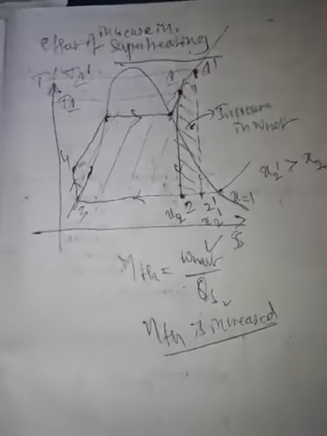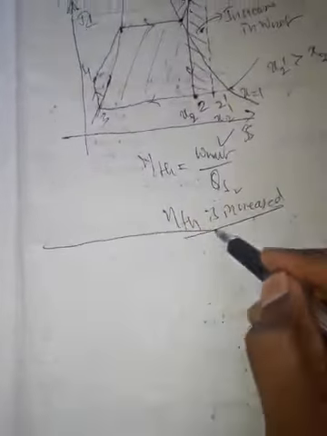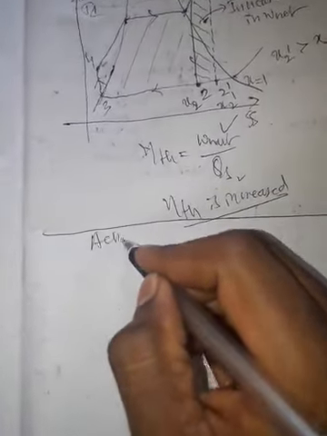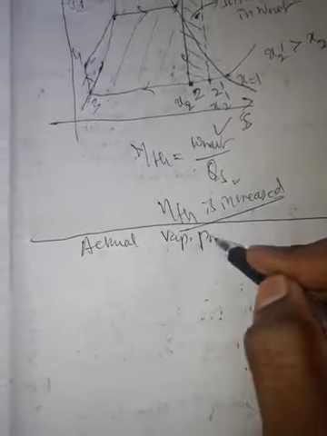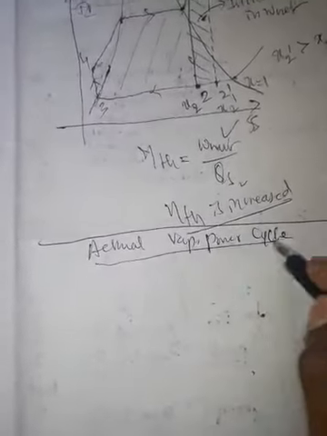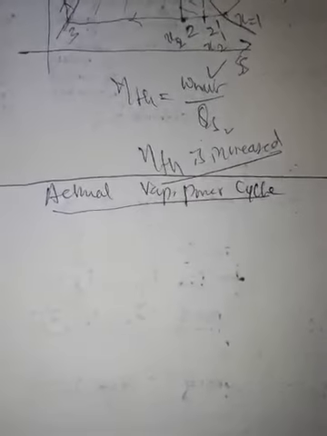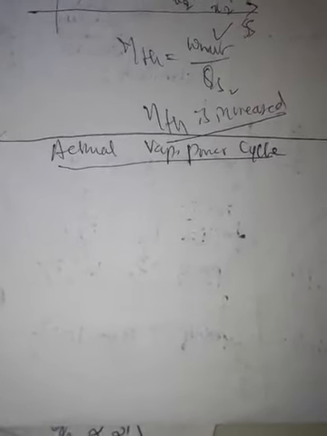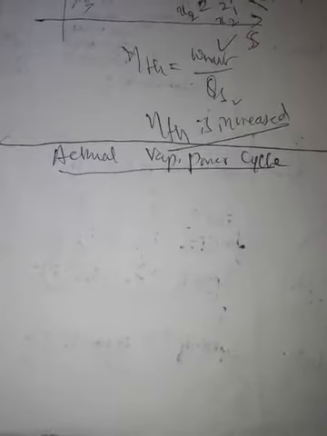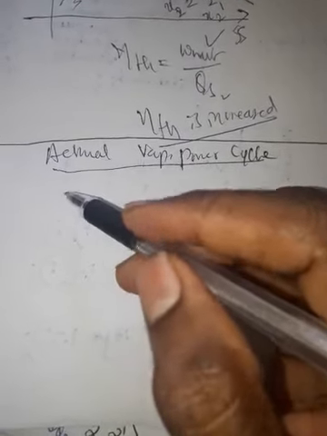Friends, these are the effects. Now let us discuss about actual vapor power cycle. So you know the difference between ideal cycle and actual cycle. Always actual cycles include actual processes with frictional losses, heat losses and other losses. So because of that, the process behavior always changes.